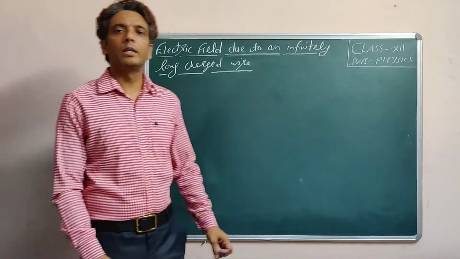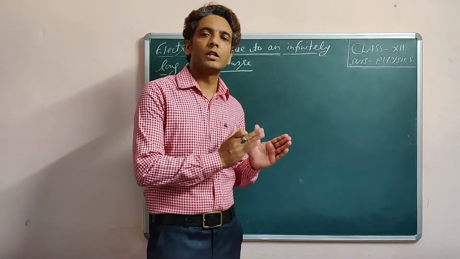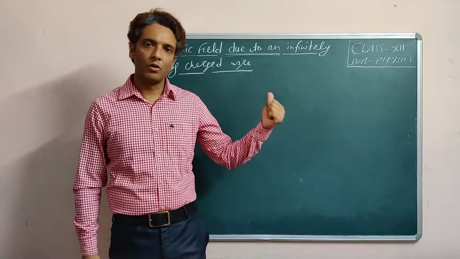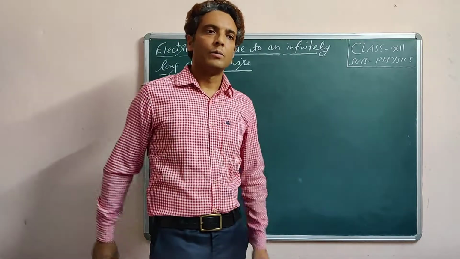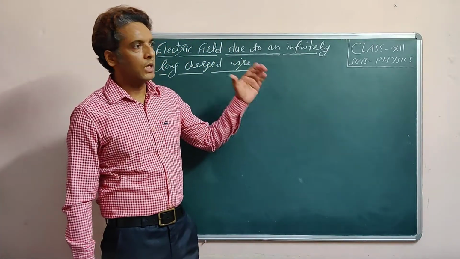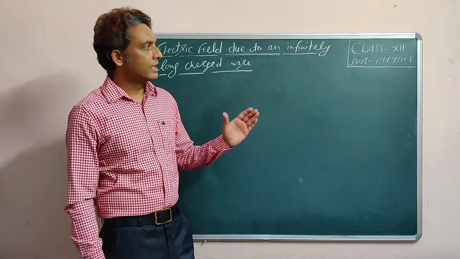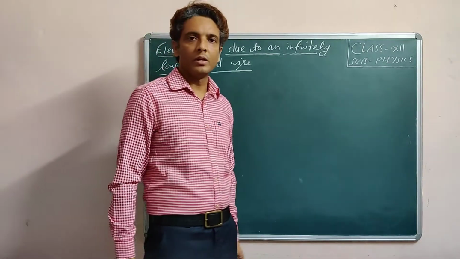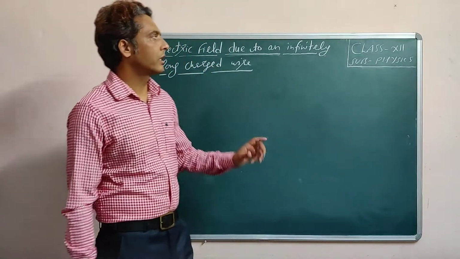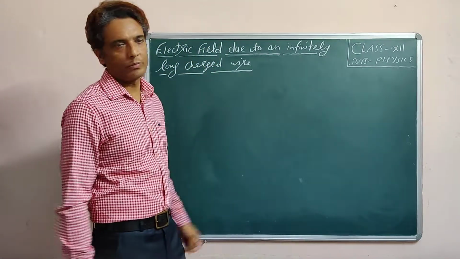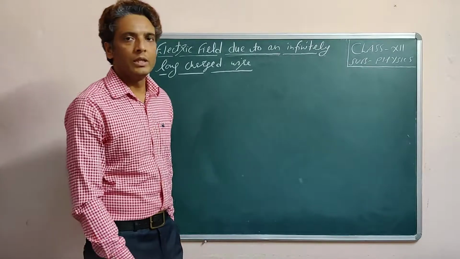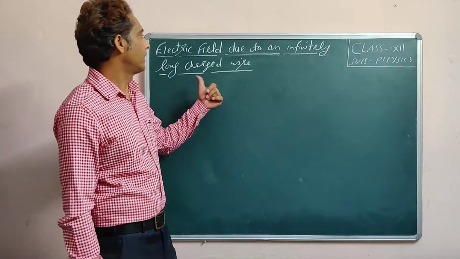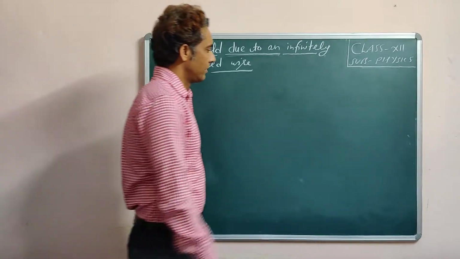Earlier we used to find electric field intensity due to point charge or due to combination of charges using Coulomb's law or superposition principle. But when there is distribution of charge, in that case we cannot apply Coulomb's law or superposition principle. So in that case we can find electric field intensity using Gauss theorem. So now we will see how electric field can be calculated for infinitely long charged wire.